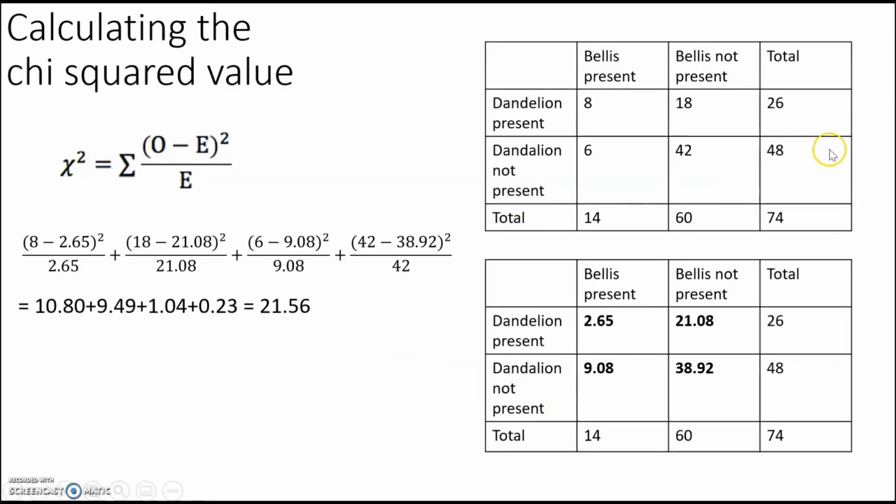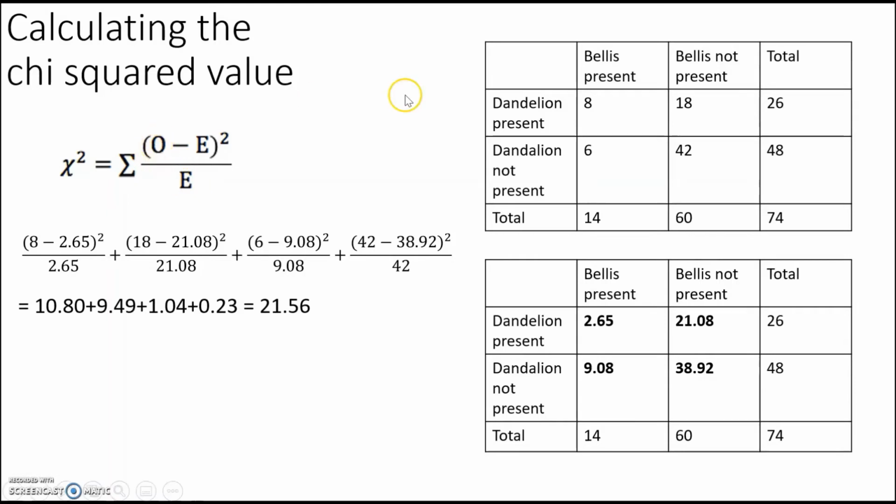This gives me up here my observed numbers, down here my expected numbers, and these two types of numbers are what I need to calculate what is called the chi-squared value. This equation shows how the chi-squared value is calculated. So you sum up observed minus expected numbers to the power of 2 divided by the expected number. And you do that for all 4 cells, right?